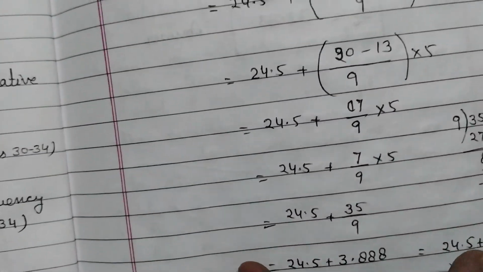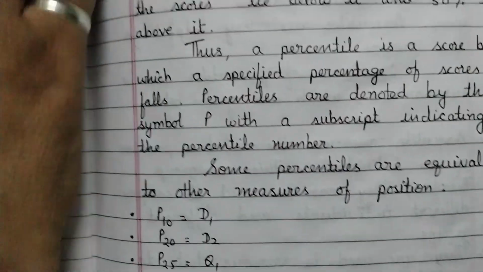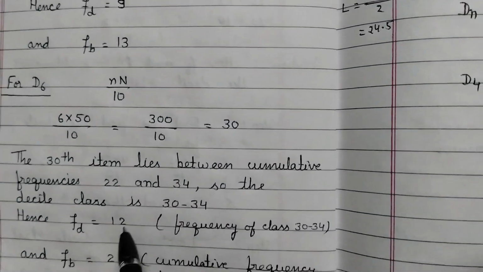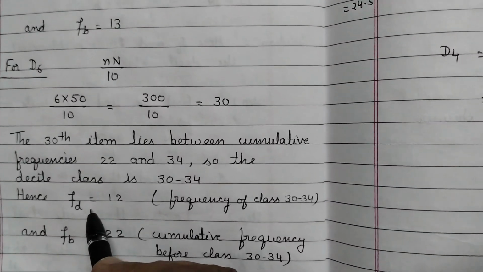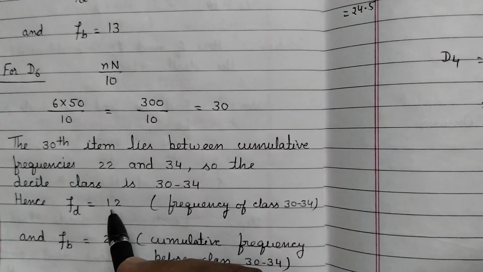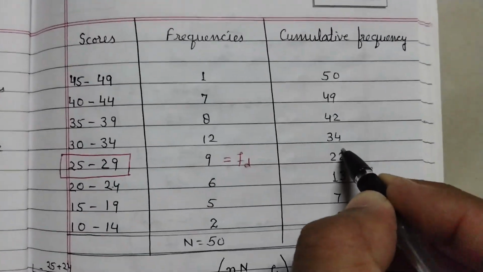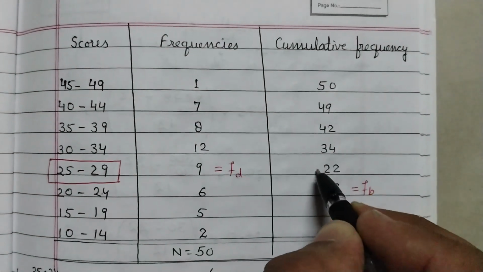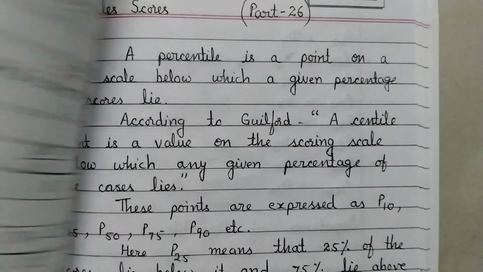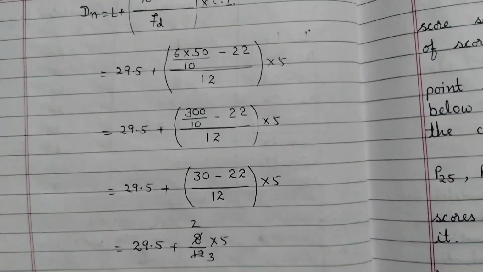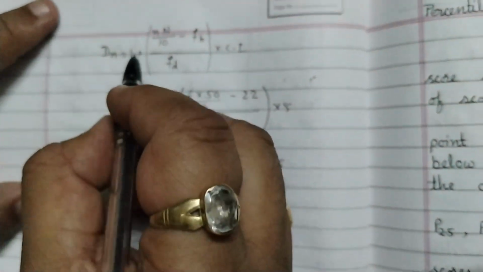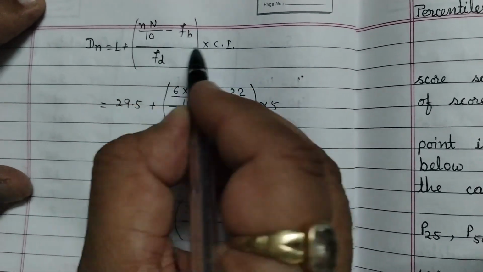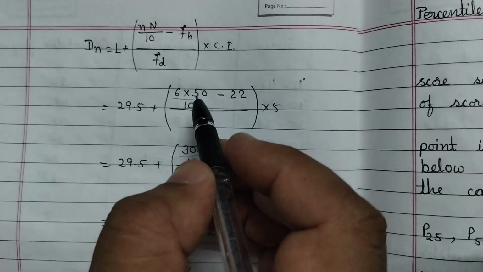Similarly, we will calculate D6. How is D6 to be calculated? Again, for D6, I have calculated FD and FB already. FD is equal to 12 and FB is equal to 22. Now Dn is equal to L plus nN divided by 10 minus FB upon FD multiplied by class interval.